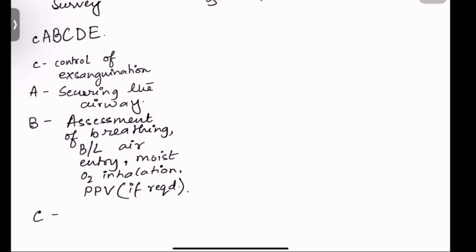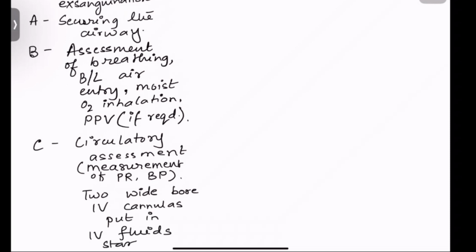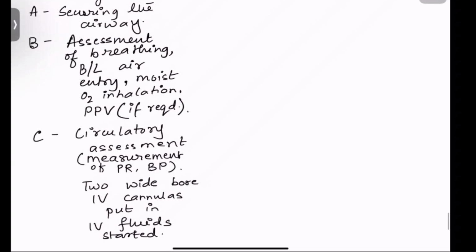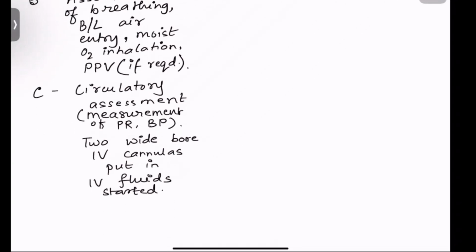For circulatory assessment, that is C, you have to check the pulse rate, the blood pressure, and you have to give IV fluids. Here C also stands for cervical spine assessment. Oh yes, one more thing. You have to give IV fluids and that is given by 2 wide bore IV cannula. Another C, as I told you, stands for cervical spine assessment. And then you need to stabilize it.